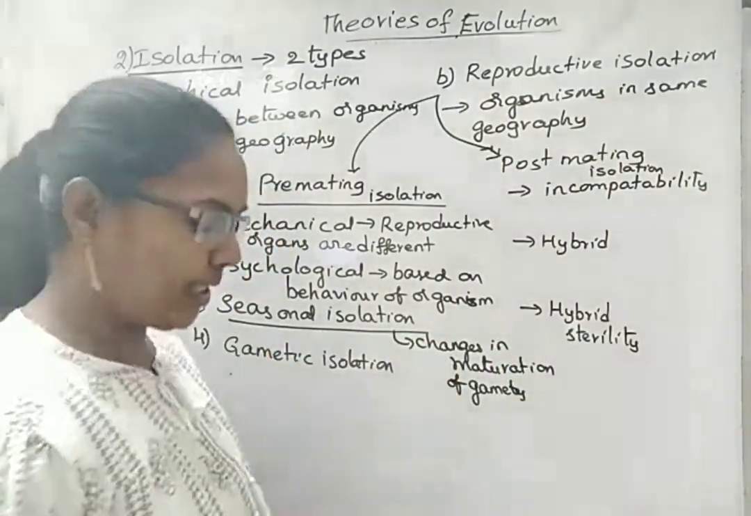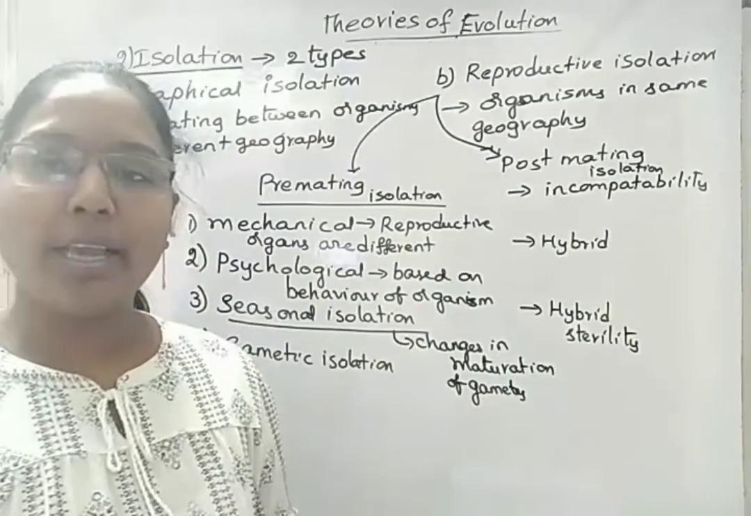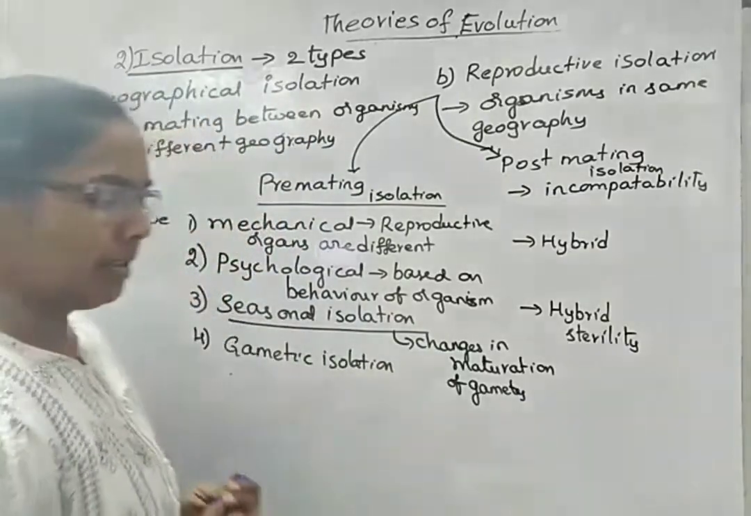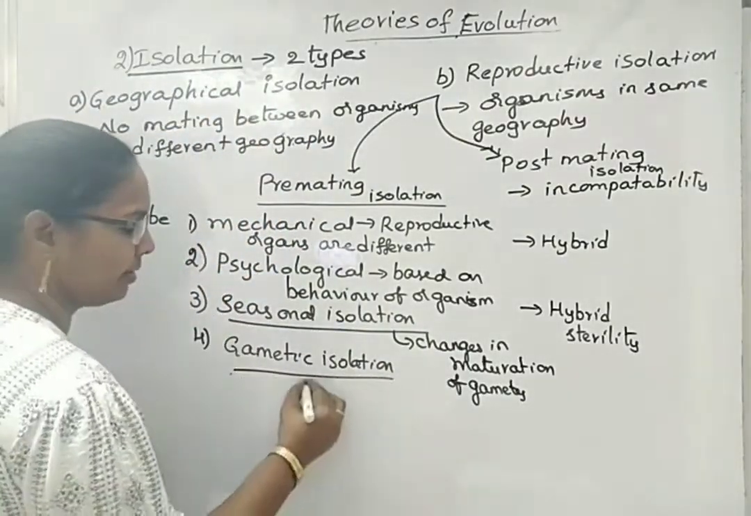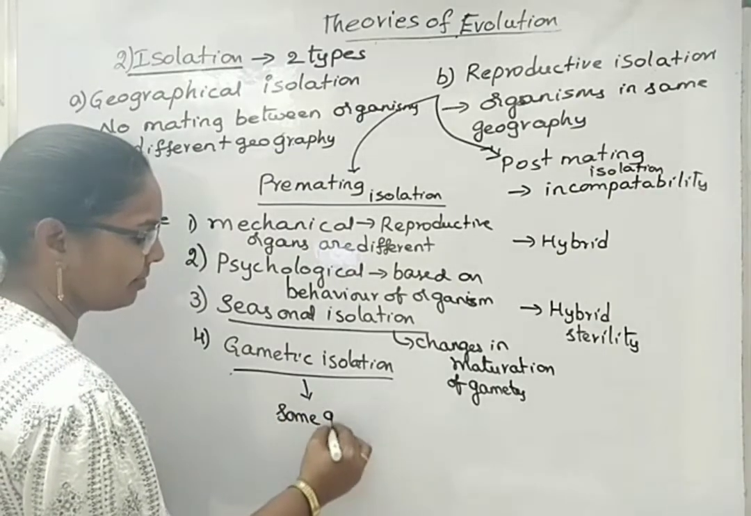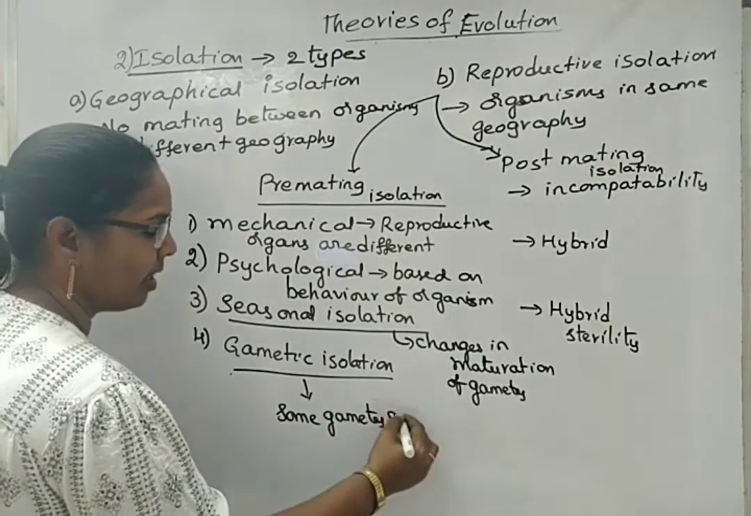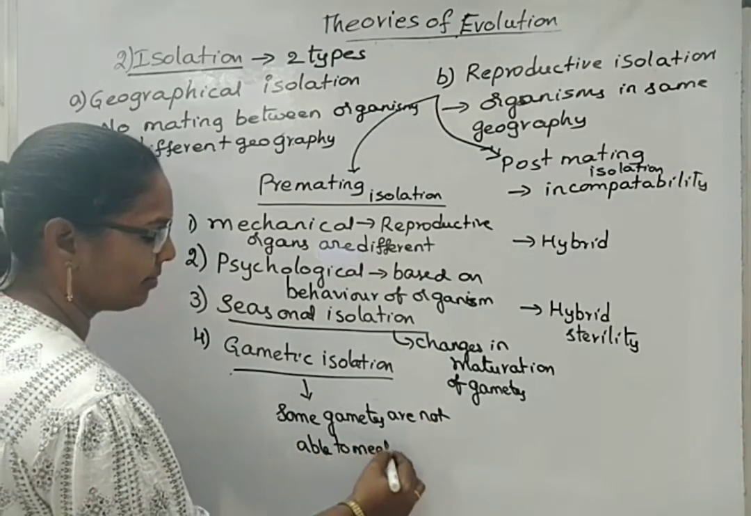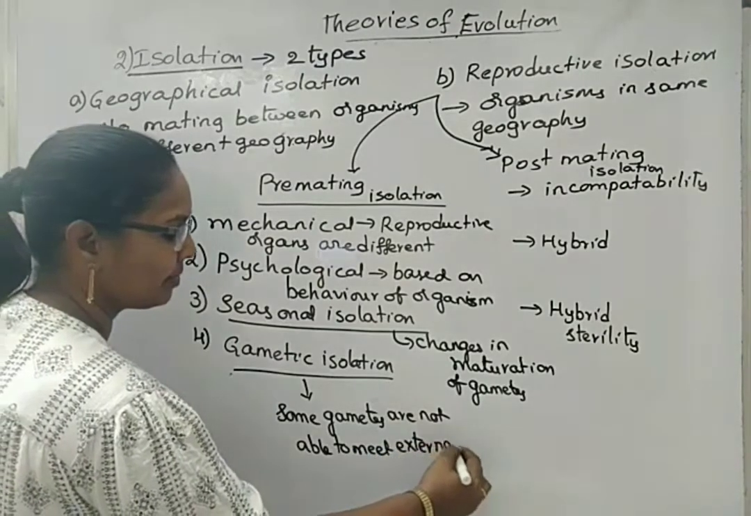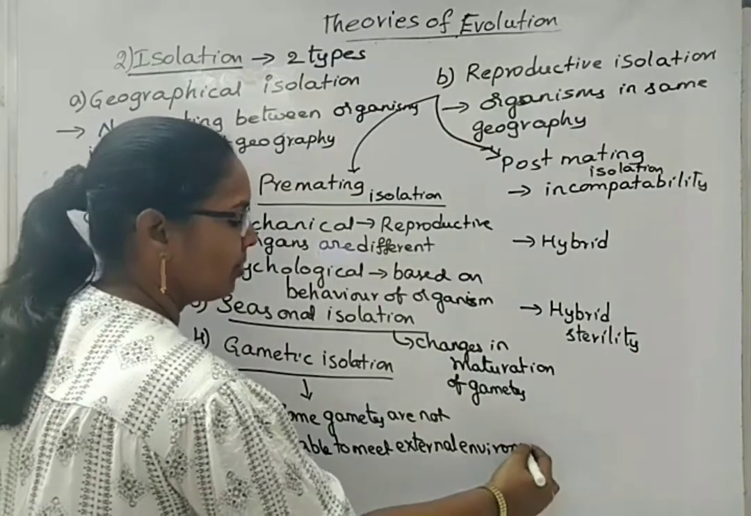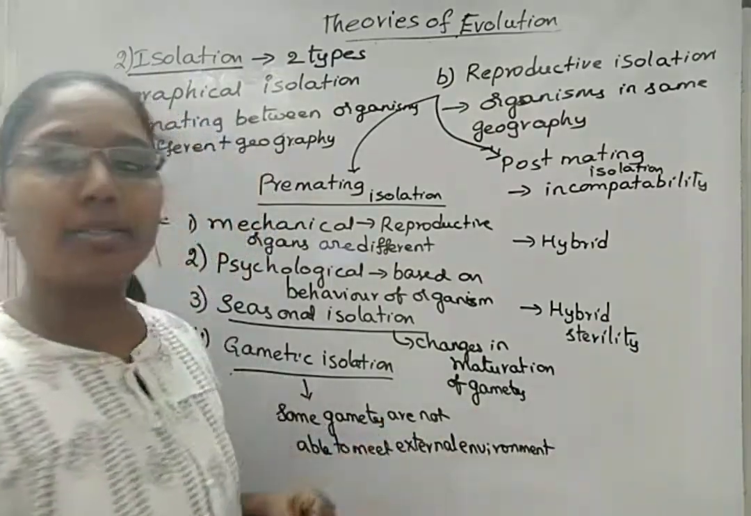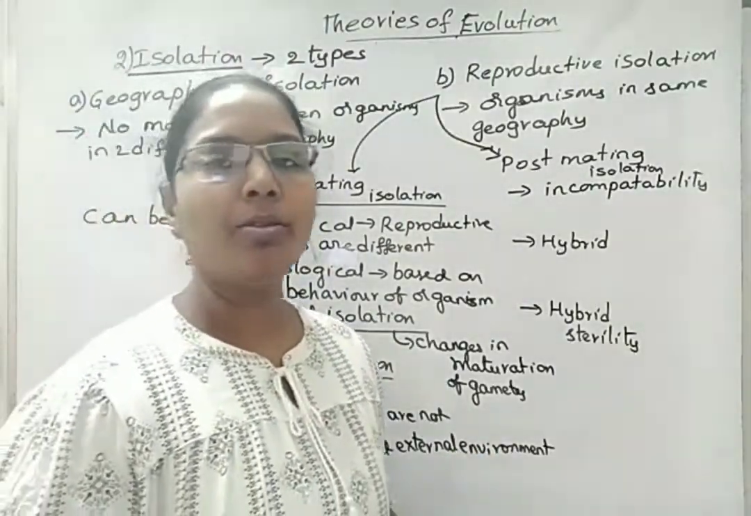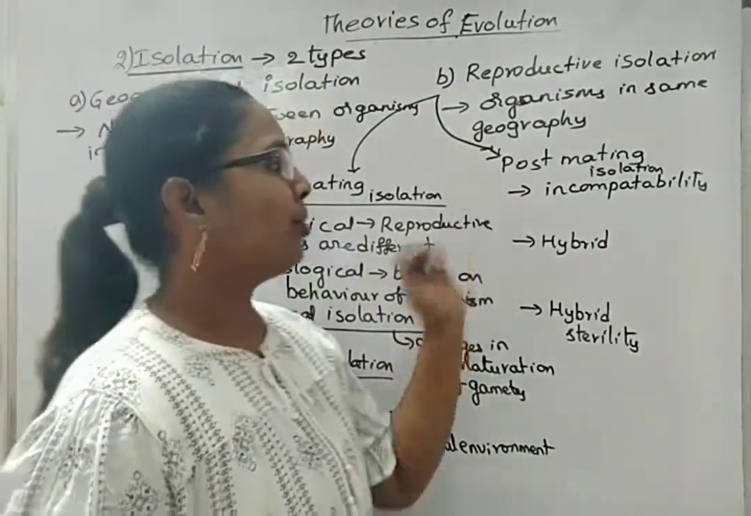Next, gametic isolation. Here, gametes are not able to meet or survive in the changing external environment. Some gametes are not able to meet in the external environment. Because of that, gametic isolation or variations may happen and the organisms may not be able to reproduce.